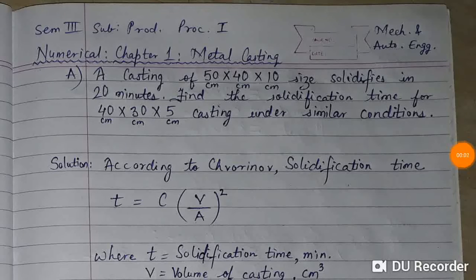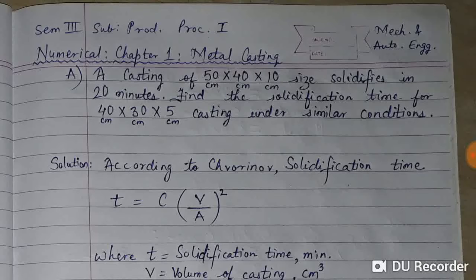Hi friends, today's topic of discussion is numericals from chapter number 1, that is metal casting. This is for semester 3, subject Production Processes 1, and it is for degree engineering of mechanical and automobile.